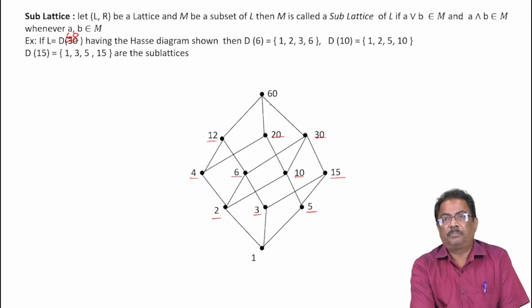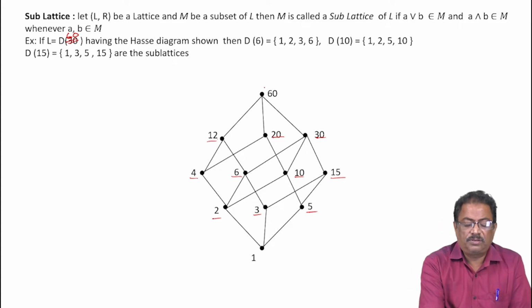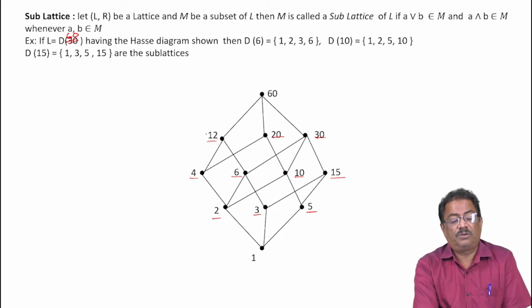And of course the 60. So here you observe this. You draw this. 1 divides 3 automatically. So it will be 20 divides 60, 30 divides 60, 10 divides 30. Like that it will be there.